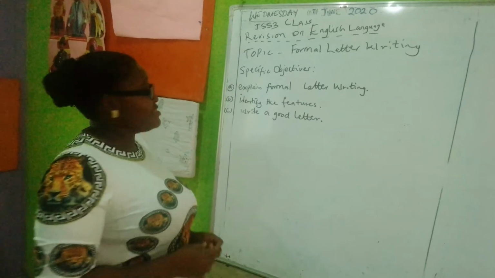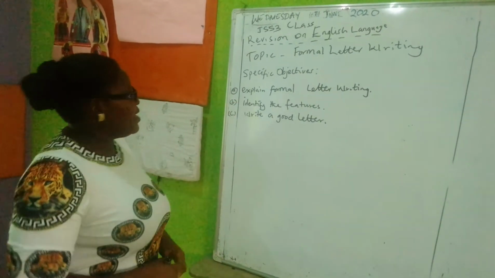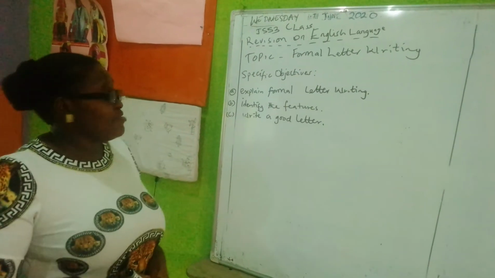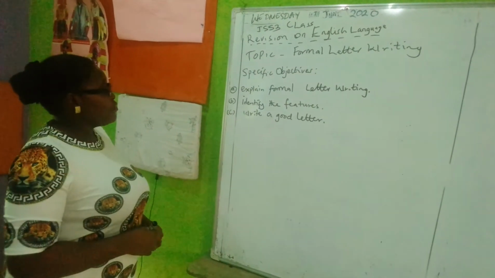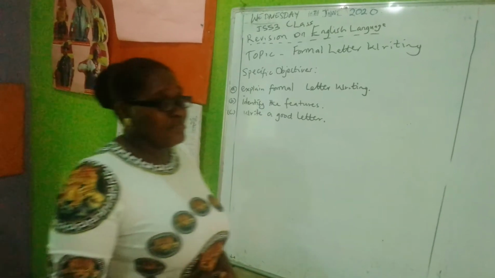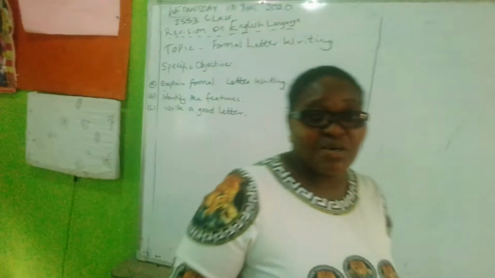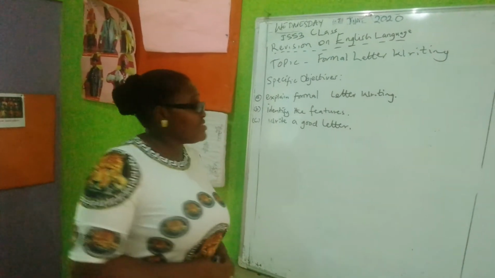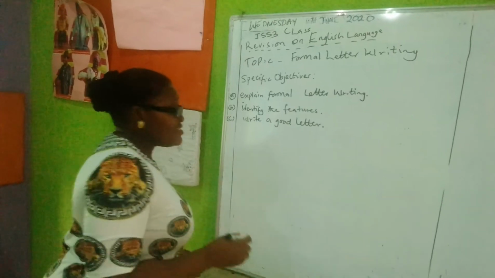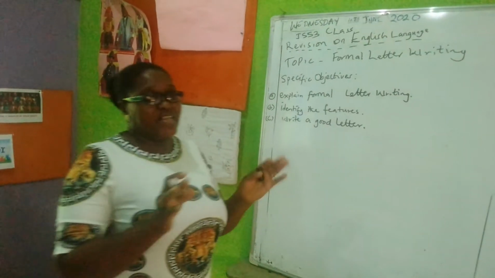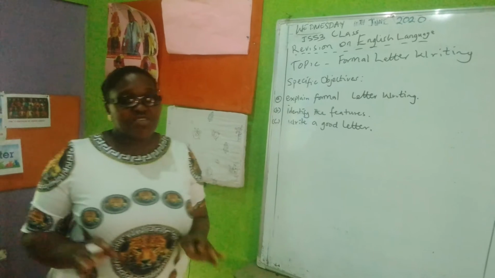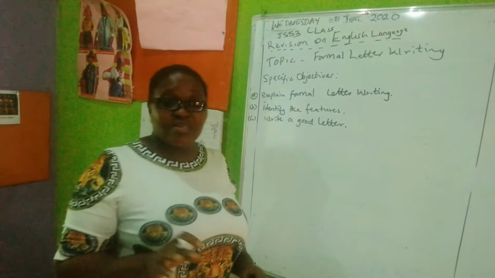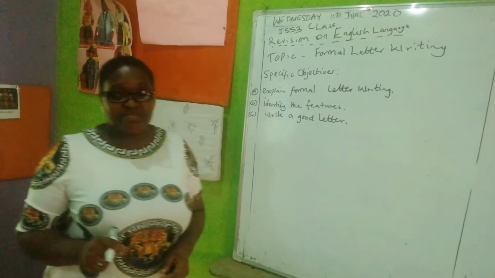At the end of this class, we should be able to explain formal letter writing, identify the features of formal letter writing, and equally write a good letter. So we ask ourselves, what is a formal letter? A formal letter is a type of letter that is written to somebody who occupies an office. It's an official letter or a business letter.